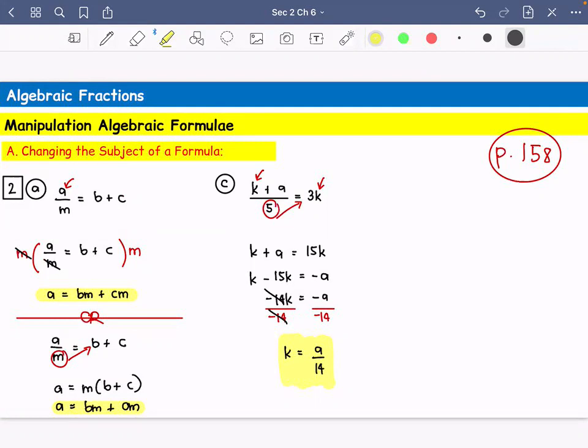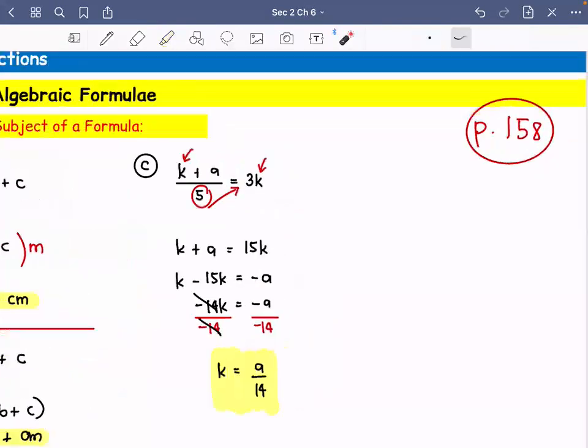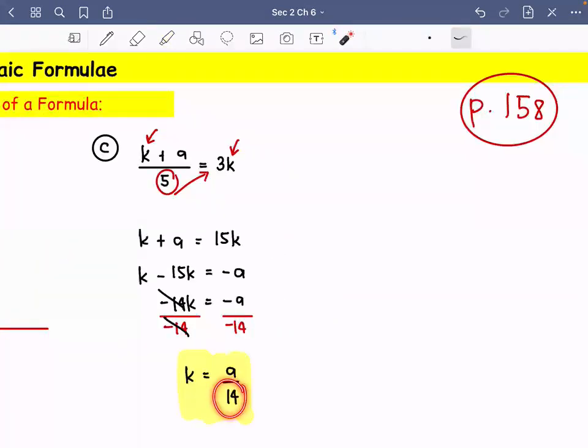Okay, so I'm going to number 3. Is that 14 or 15? The one that you crossed out, or this one? Yeah, that one. Okay, this one is just negative 14, because k minus negative 15, or minus 15, is negative 14.